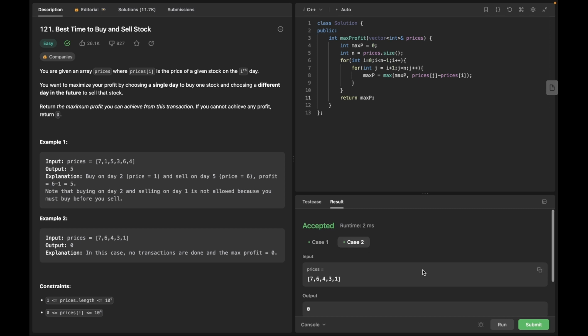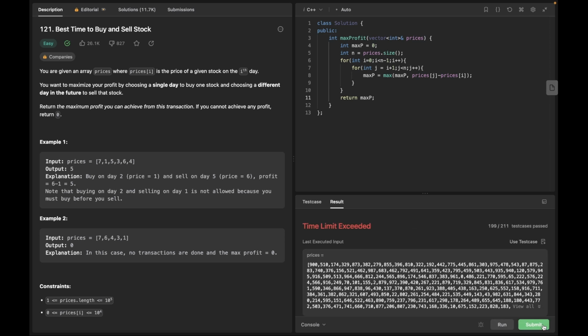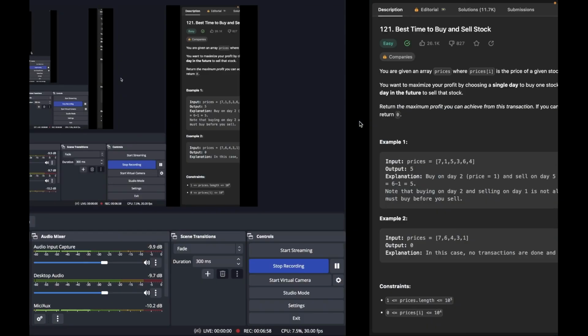So this works. Let's try and submit it. As you can see, this is a valid solution. It has cleared almost 200 test cases out of 211. The only problem here is that the time limit has exceeded. Let's try and understand what's the problem in this case.